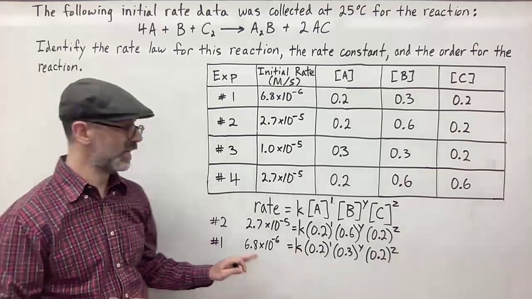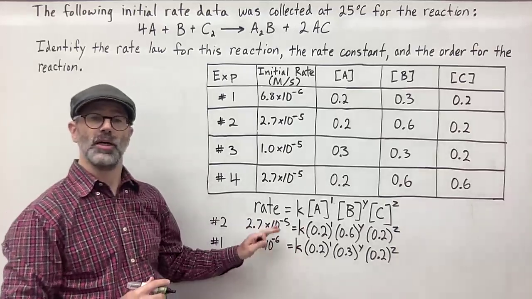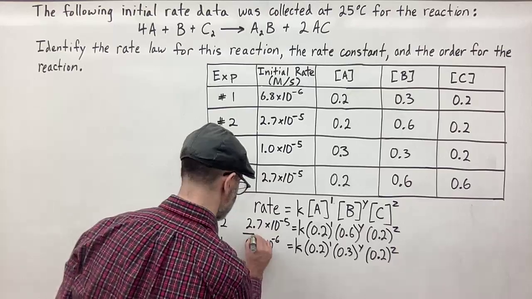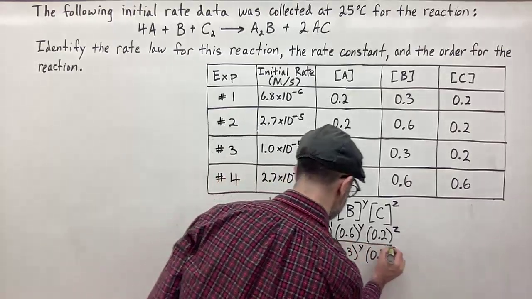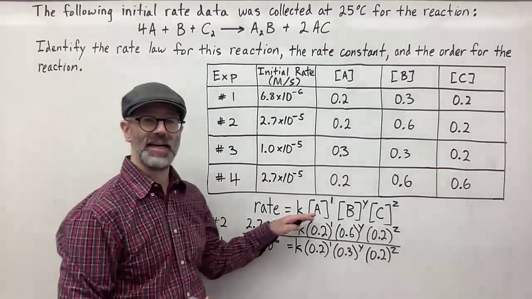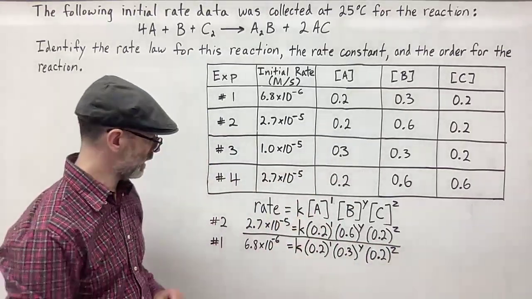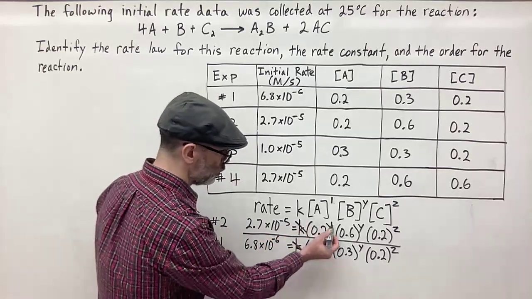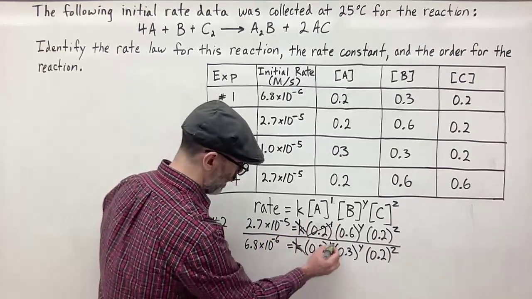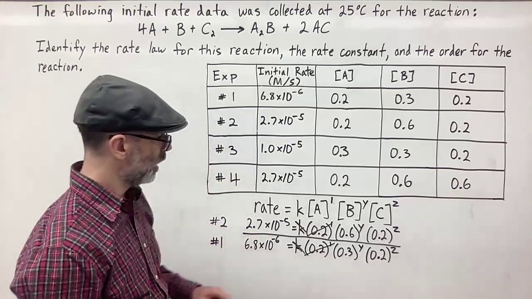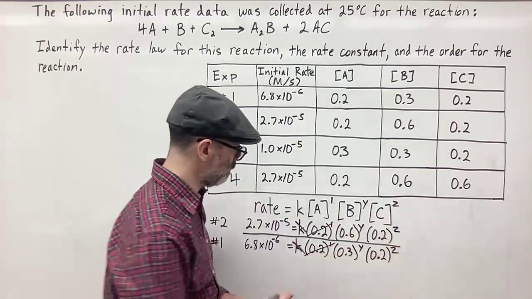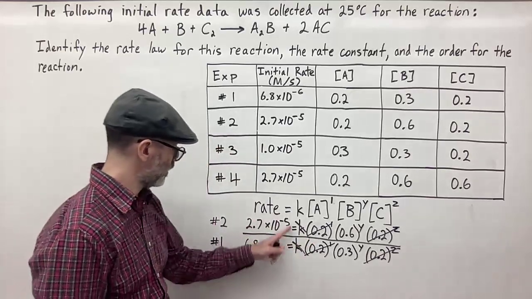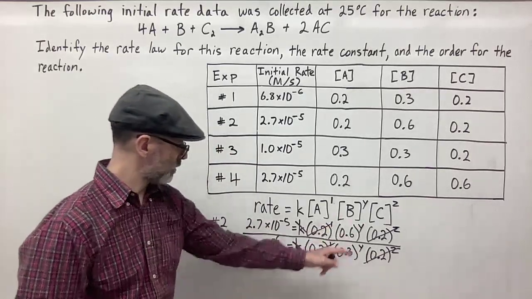Now that we have the information from those two experiments, we're going to then take the two expressions and divide them. Anything that is the same on the top and bottom is going to cancel out. So again, K's cancel out. The 0.2 to the 1 power cancels out. 0.2 to the Z power, those cancel out. So the only thing we're left with is this and this.